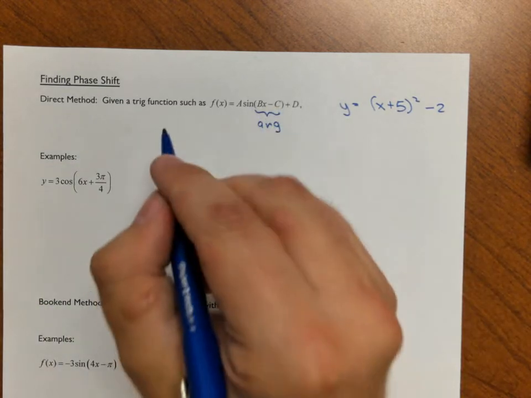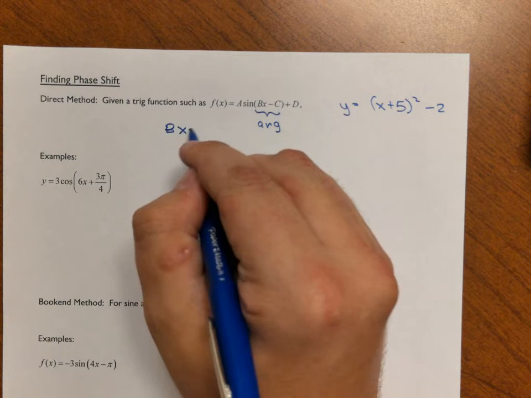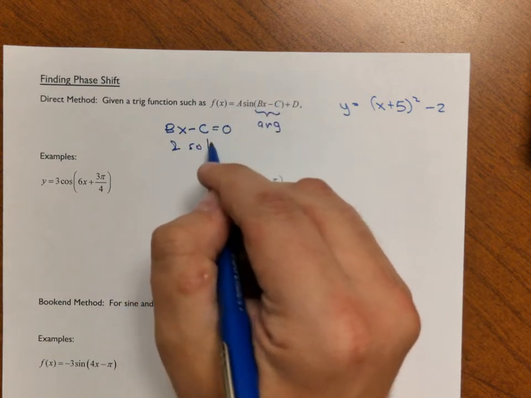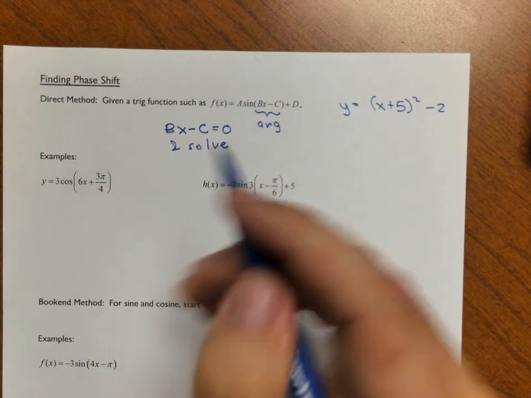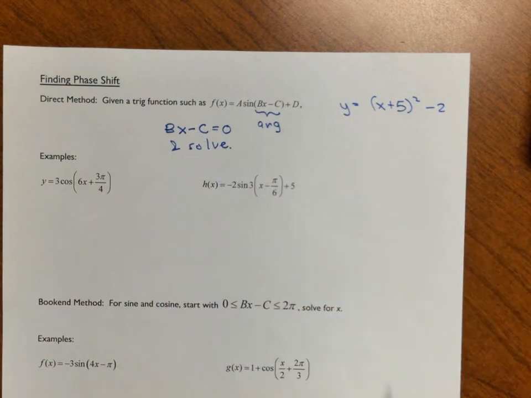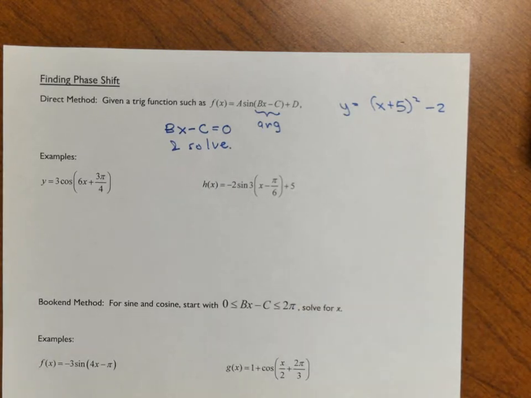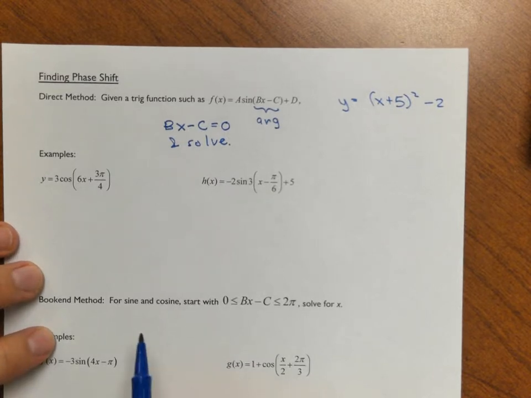I'm going to take this argument, set it equal to 0, and solve. Solving will change the sign, which is why that was always opposite of how you expected it. So this is the direct method for finding a phase shift. Let's look at a couple examples.